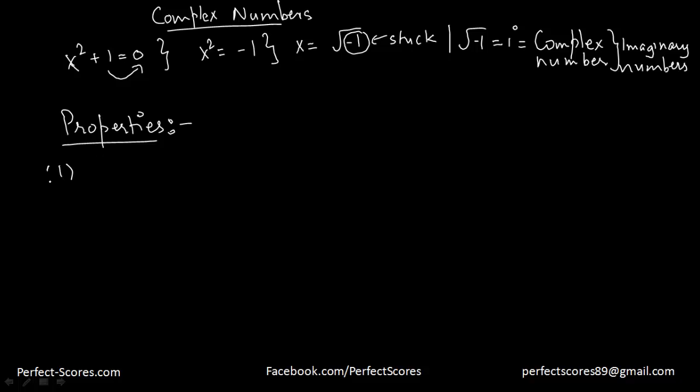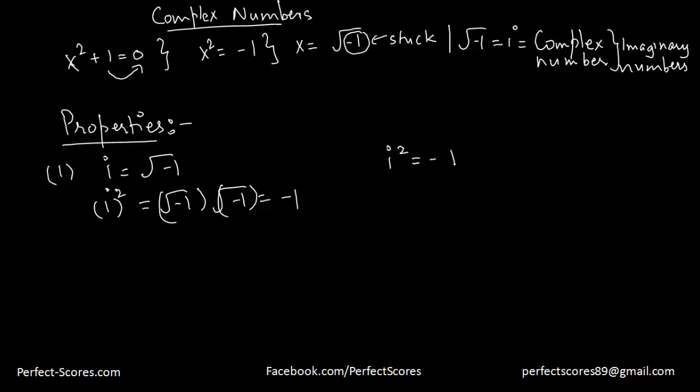Now, the first property that I would like to talk about is the square of this complex number. If I know i is equal to the square root of -1, then if I square this, it is going to be root of -1 times root of -1, which turns out to be equal to -1. So the first property is that the value of i squared is equal to -1.